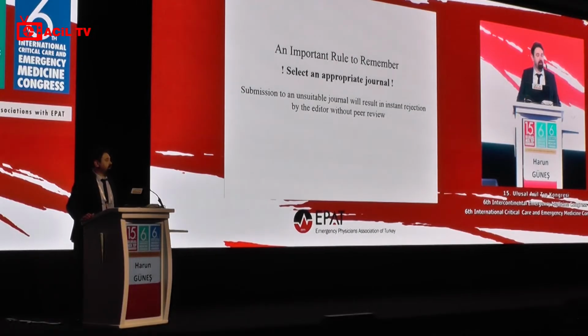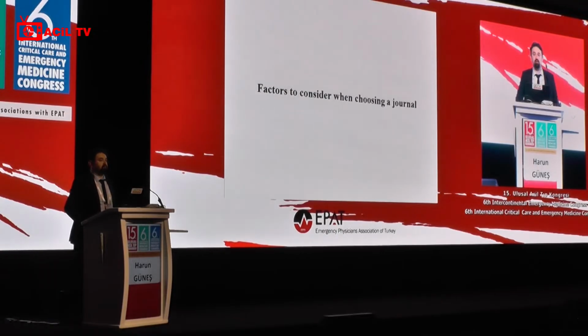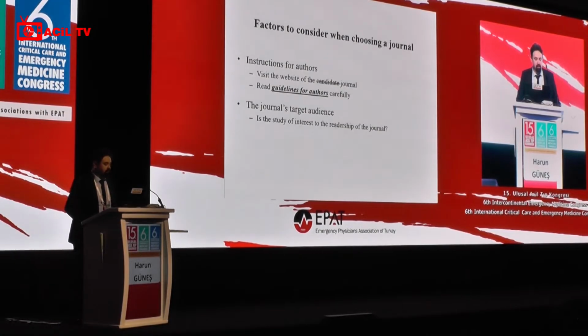Here we have an important rule to remember. You should select an appropriate journal, because submission to an unsuitable journal will result in instant rejection of the manuscript, even without sending it for peer review. Let's have a look at some factors to consider when choosing a journal. Instructions for authors is the first factor to be considered. The authors should visit the website of the candidate journal and read the guidelines for authors carefully.